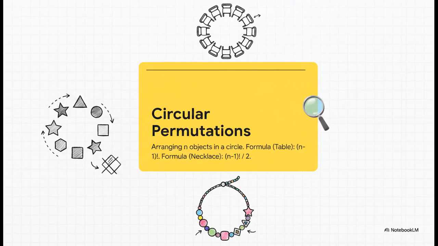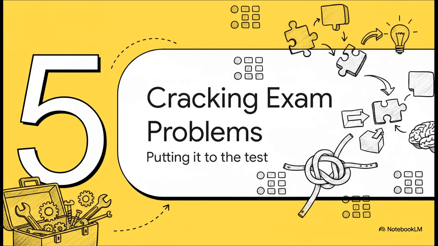Now, when you're arranging things in a circle, one position is always considered fixed, so we use (n-1) factorial. And for something like a necklace, where you can flip it over and it's still the same design, we have to divide that by 2. Okay, our toolkit is officially fully equipped.